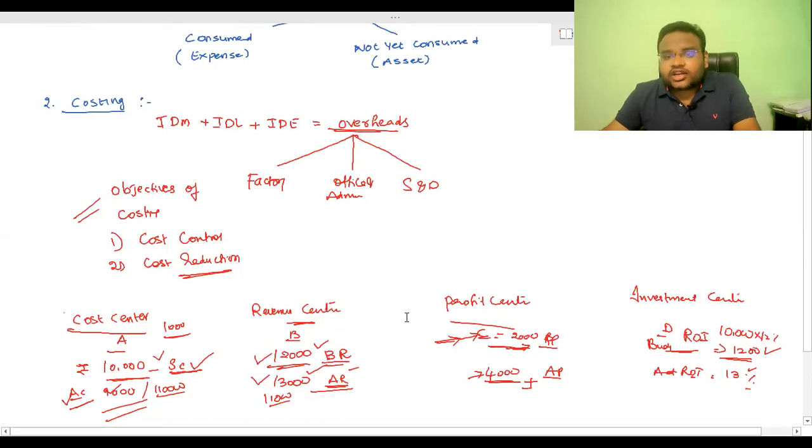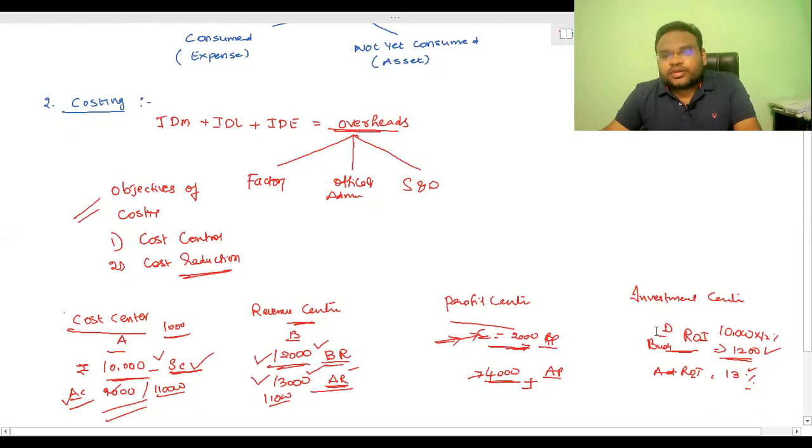I have given a target of getting 2,000 rupees profit, whereas he has got a profit of 4,000. How did we get this 4,000? When his actual revenue is 13,000 and the actual cost is how much amount? 9,000. So the comparison of profit center is nothing but comparing the budget profit with the actual profit.